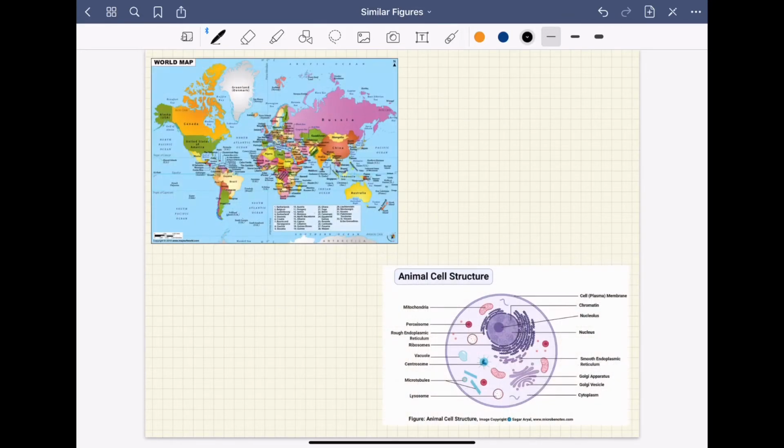We can see similar figures everywhere through our life. For example, the world map or the drawing of an animal cell or model of a car, things like that. If you take a look at this world map here, this map is a reduction of the actual world, right? It's so much smaller than the world. So this is a reduction.